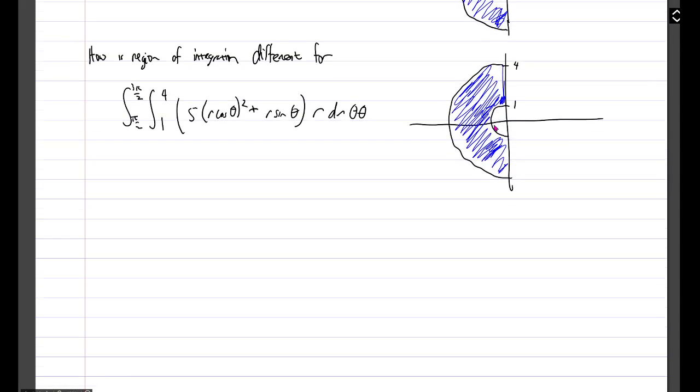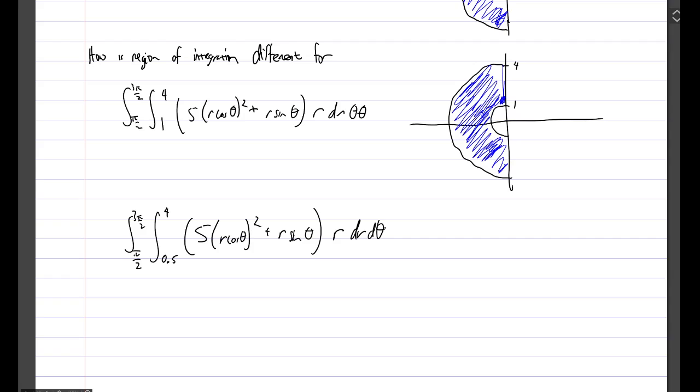We're going to lead up to an idea here. So let's play this game again and do the integral from pi over 2 to 3 pi over 2, not from 1 to 4, but from 0.5 to 4. Otherwise, the rest is the same: 5 (r cosine theta) squared plus r sine theta, r dr d theta. So what should be the picture here? Now, with a 0.5 radius circle and still a radius 4 circle, we should just have all the space in between.